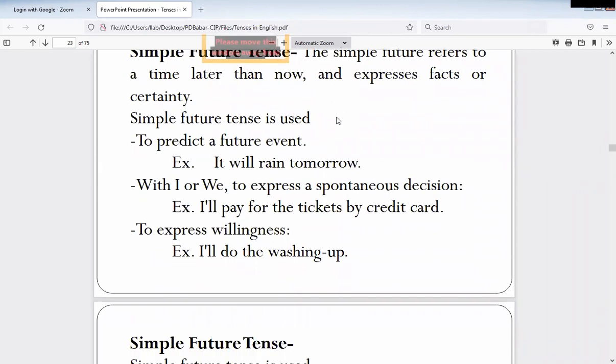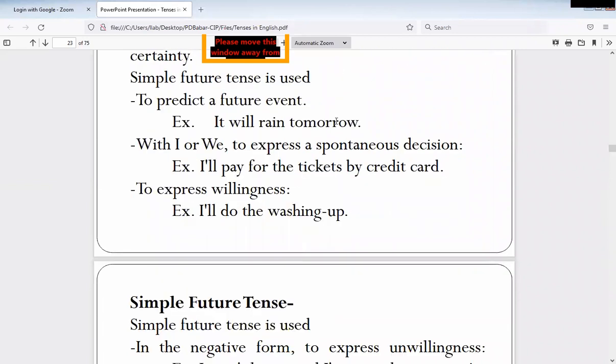The simple future tense refers to a time later than now and expresses facts or certainty. It is used to predict a future event, that is, it will rain tomorrow. Then with I or we to express a spontaneous decision, that is, I will pay for the tickets by credit card.